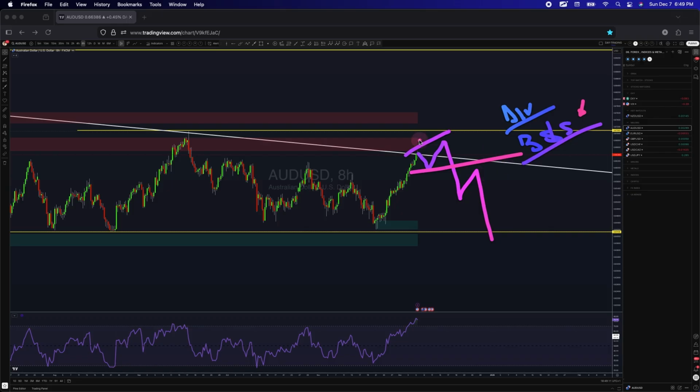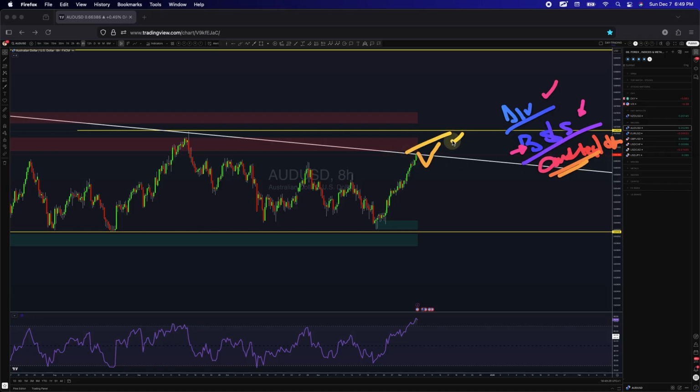And maybe after all of that drama, if I was unable to get a break and retest of structure after seeing divergence, I want to see a candlestick pattern. Okay, candlestick pattern, period. All right, maybe something like this. Market moves to the upside.